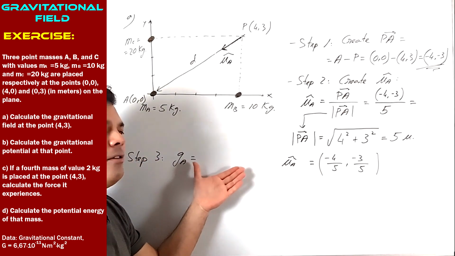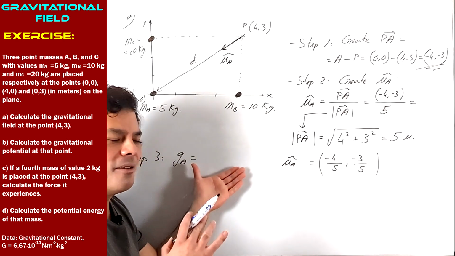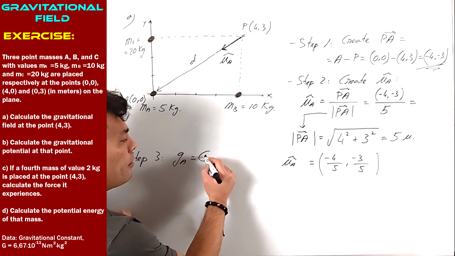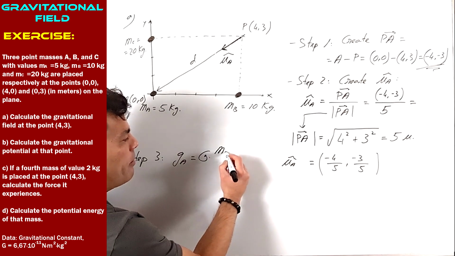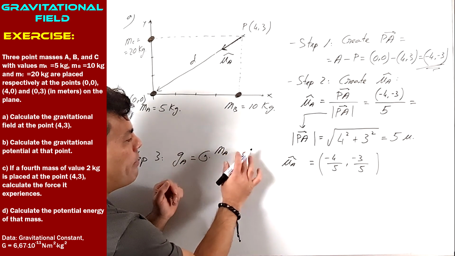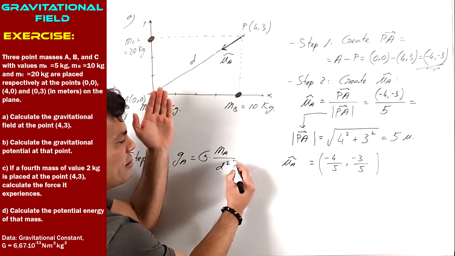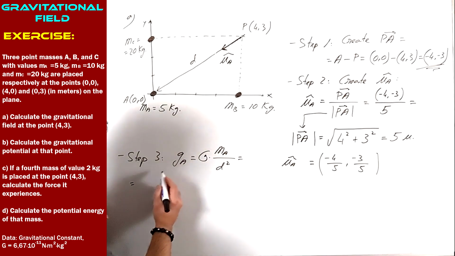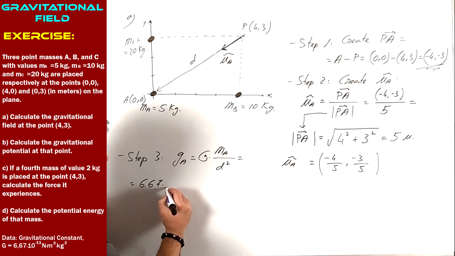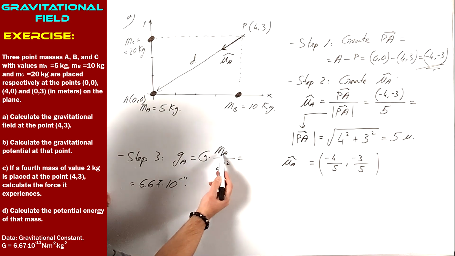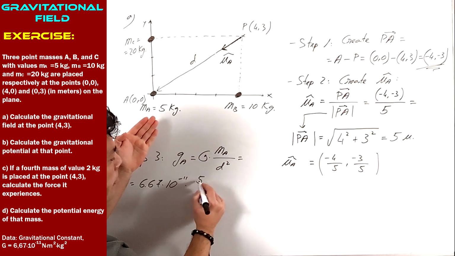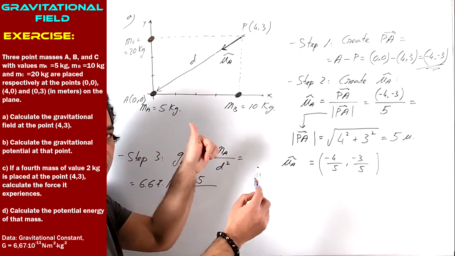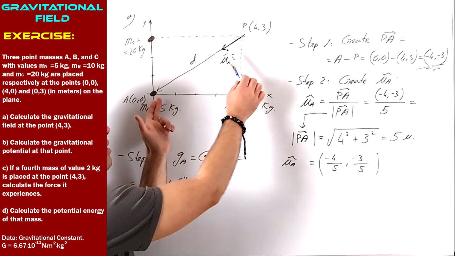Now we are calculating only the gravitational field, but in magnitude. And how do we do it? Just by using Newton's gravitational law. You know, G multiplying creating mass divided by distance squared. And we are doing 6.67 times 10 to the negative 11 multiplying creating mass 5 kilograms divided by distance squared. This distance but squared.